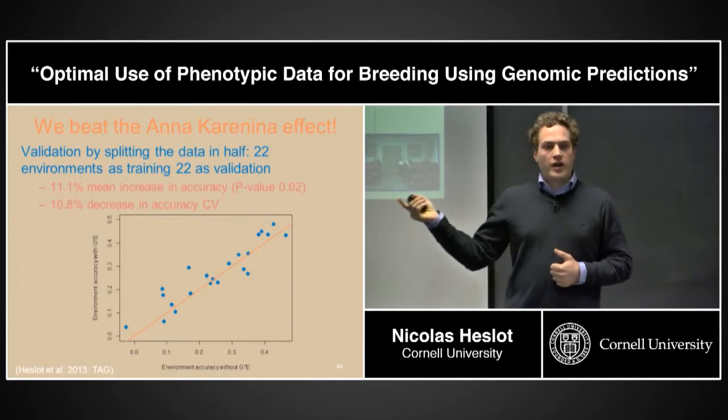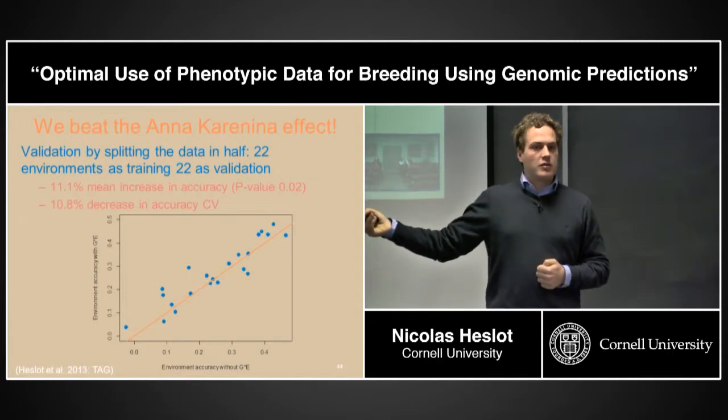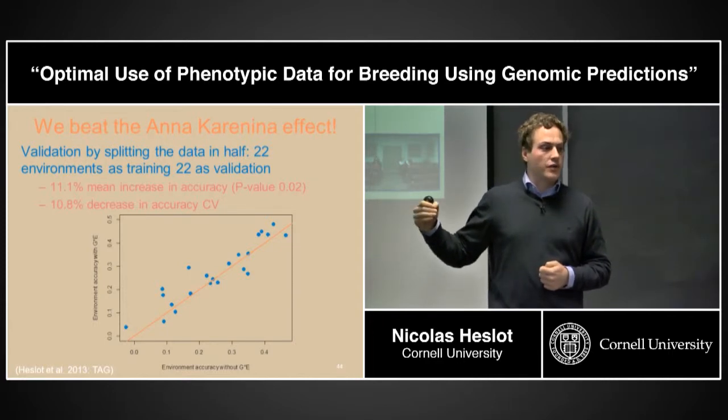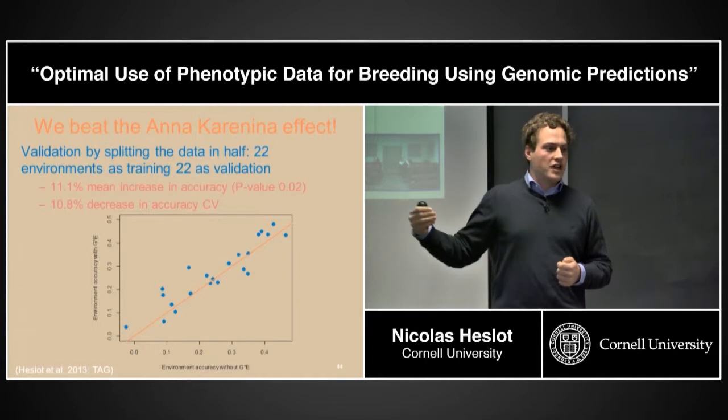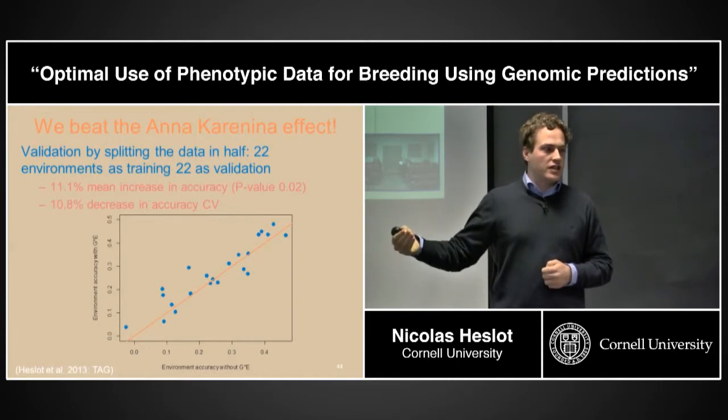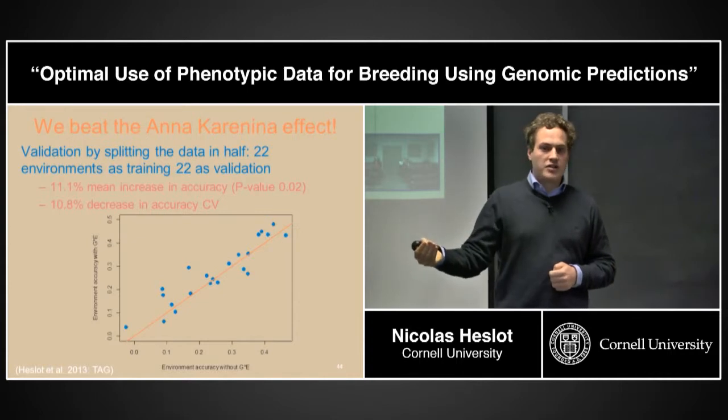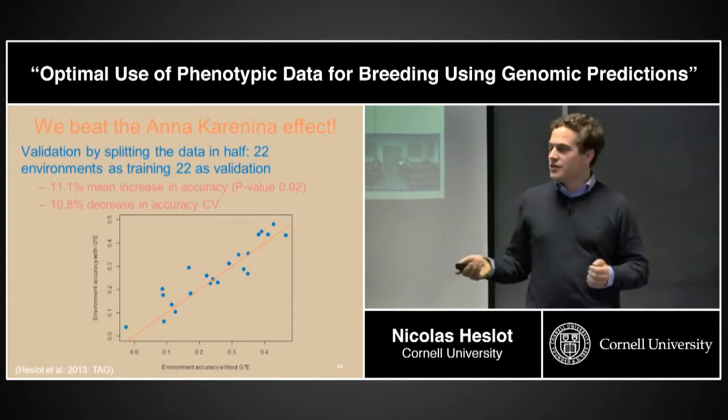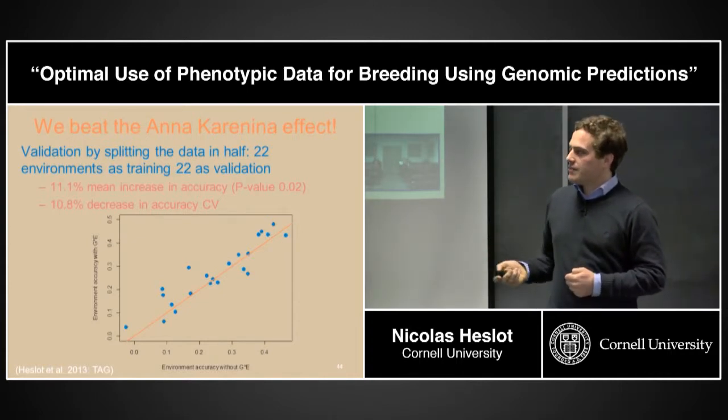I would also like to point out that it's the first time ever that somebody is reporting prediction accuracy for new unobserved environments. So there is basically no expectation in the literature on how much G by E could be predicted. And probably a lot of people will argue that it can't be done. So it's still pretty exciting.